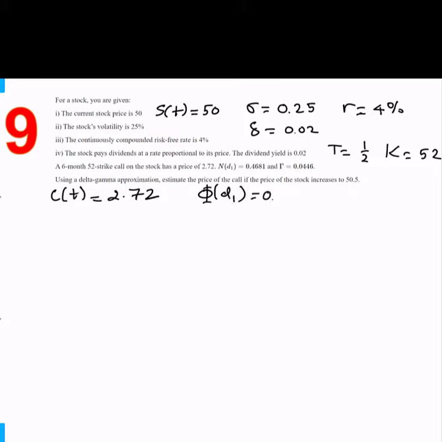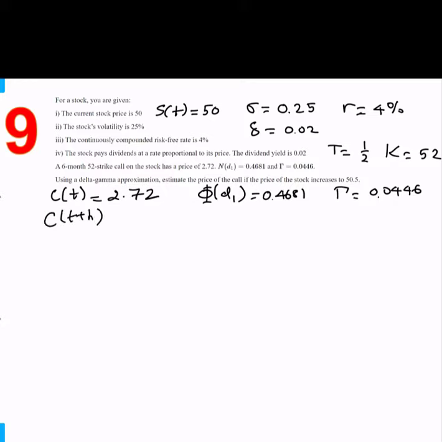Here N(d1) is 0.4681 and gamma is 0.0446. Use delta-gamma approximation to estimate the price of the call if the price of the stock increases to 50.5.